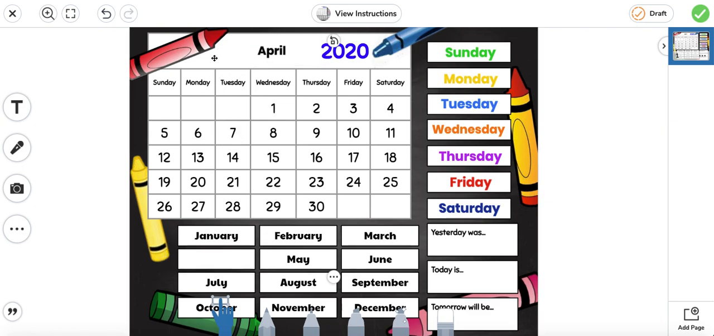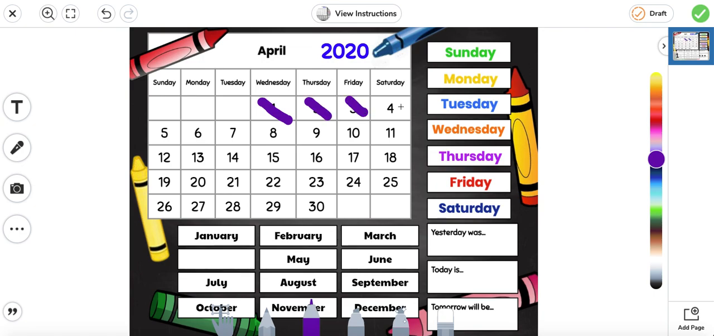Okay, next we're going to go ahead and cross out the days and stop at the 9th because today is the 9th. Count with me. 1, 2, 3, 4, 5, 6, 7, 8. Today's the 9th, so we're going to go ahead and circle it.